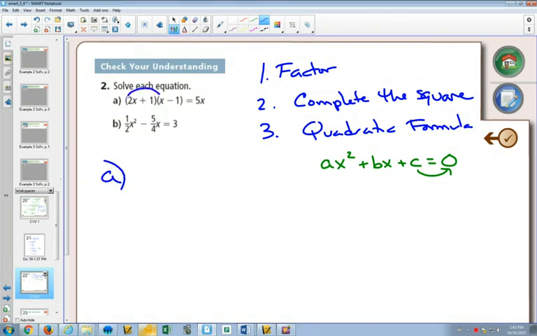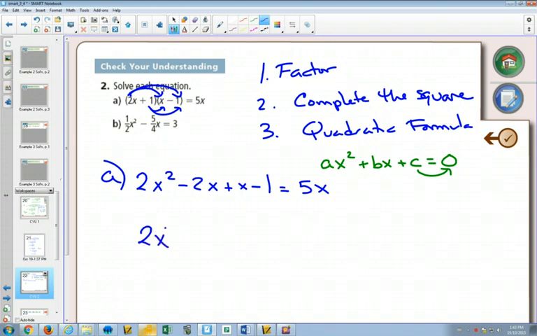expand. So I'm going to need to multiply my first ones, my outside, my inside, and my last. And I would get 2x squared minus 2x plus x minus 1. And on the right side, I still have equals 5x. If I subtract 5x on both sides and combine all my like terms, I will get this. Because minus 2x plus x will give me a minus x. And if I subtract 5x on both sides and combine those, minus x minus 5x will give me minus 6x.